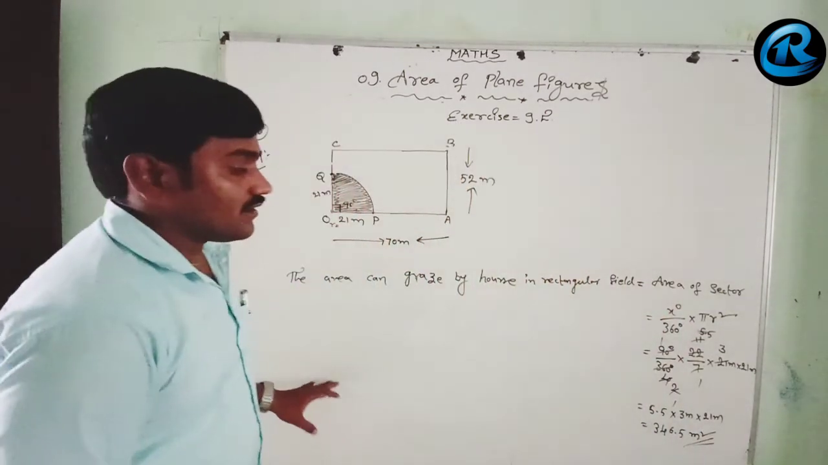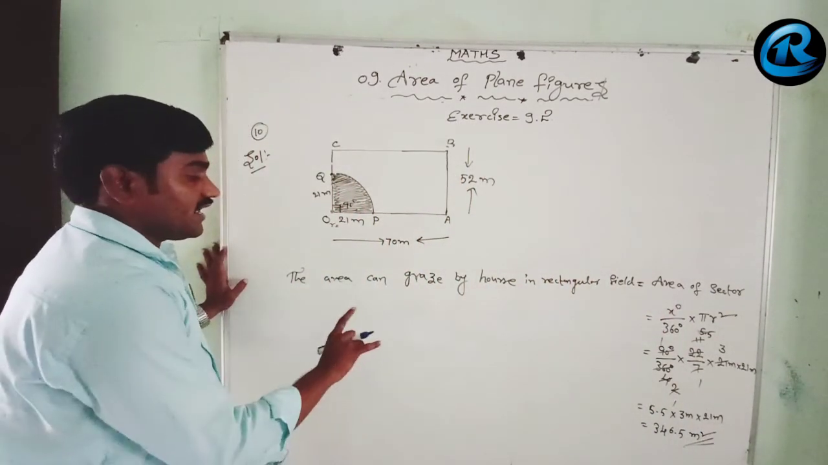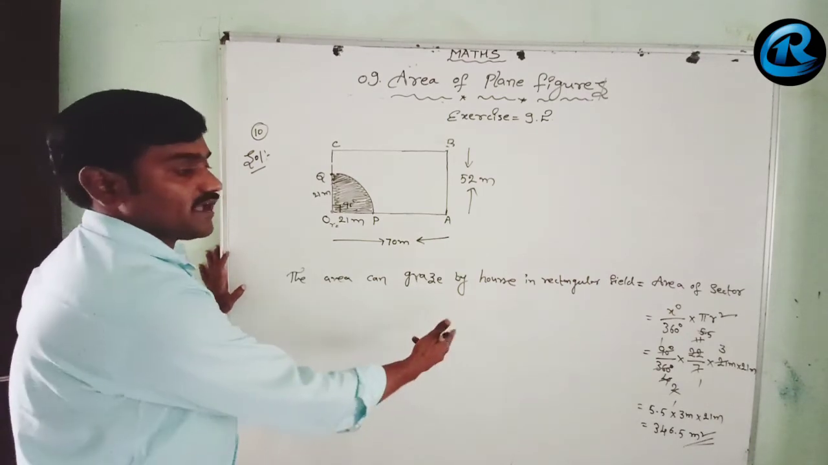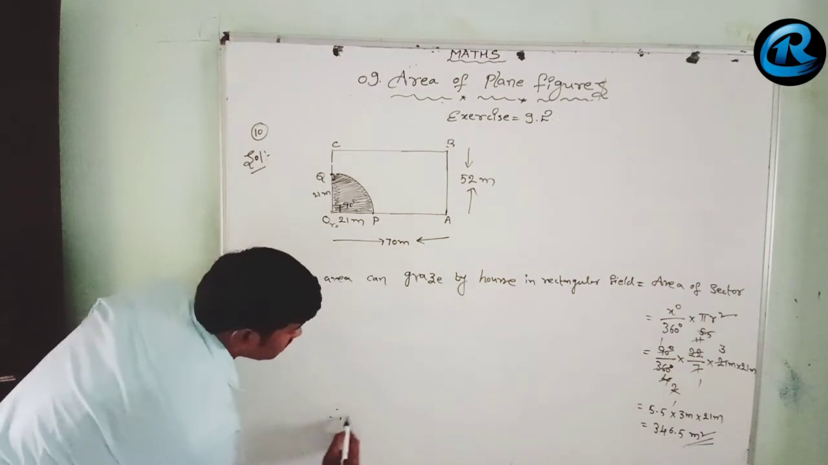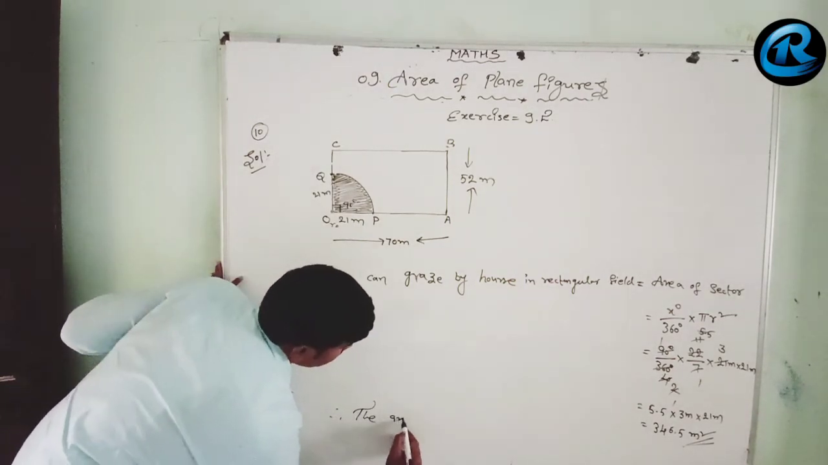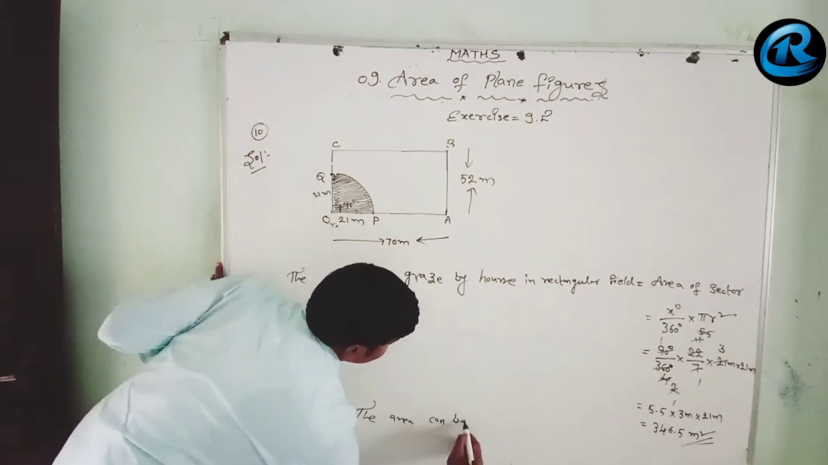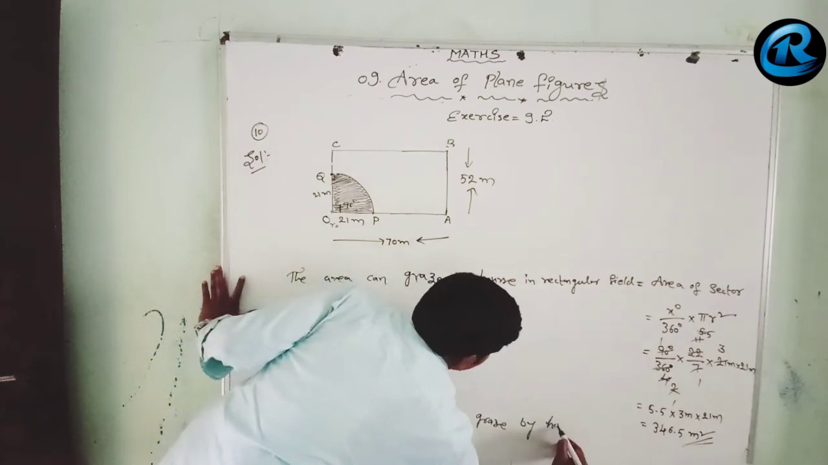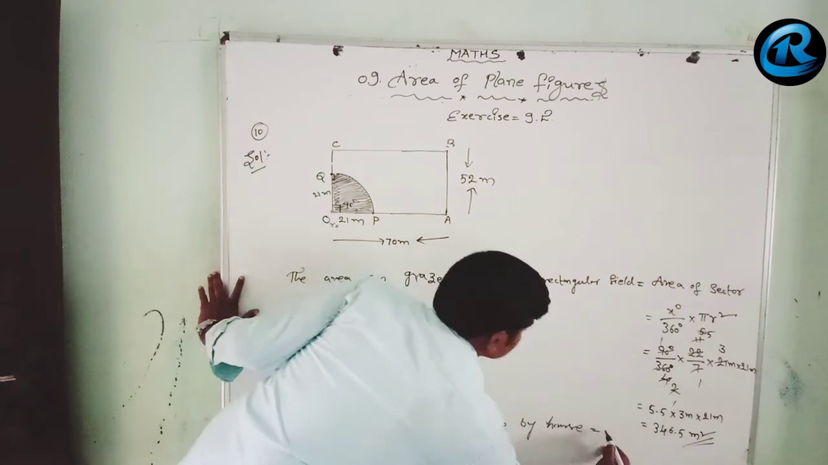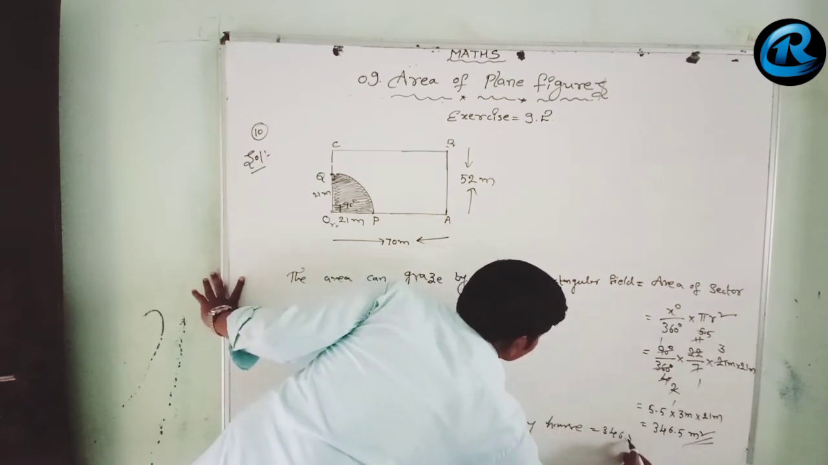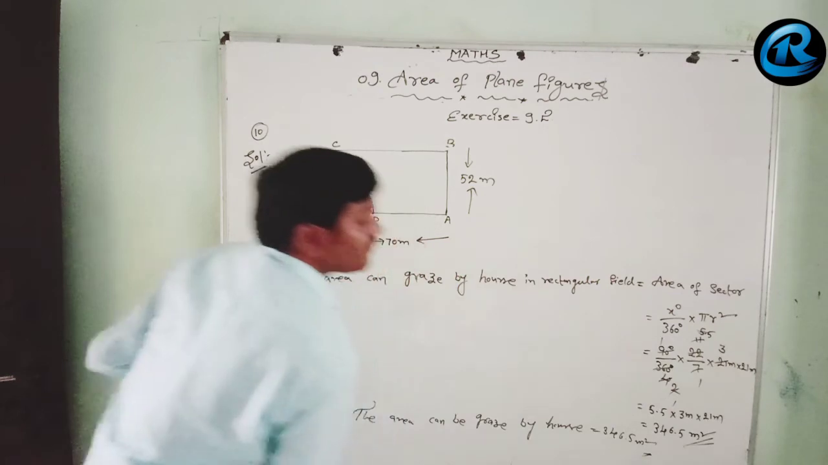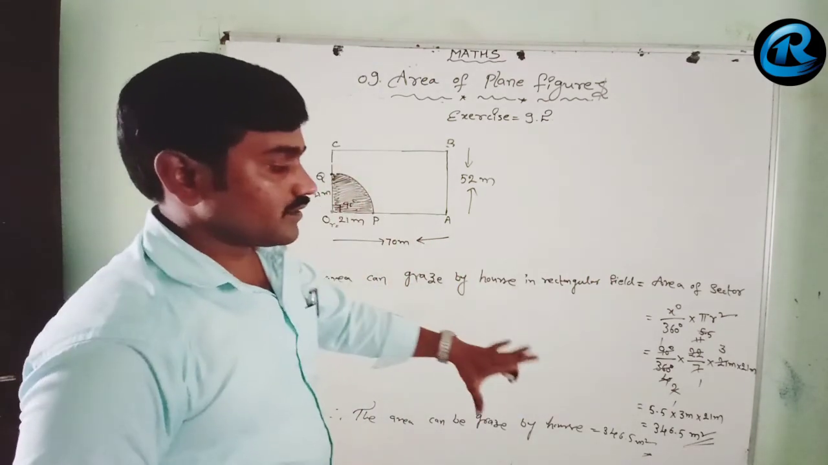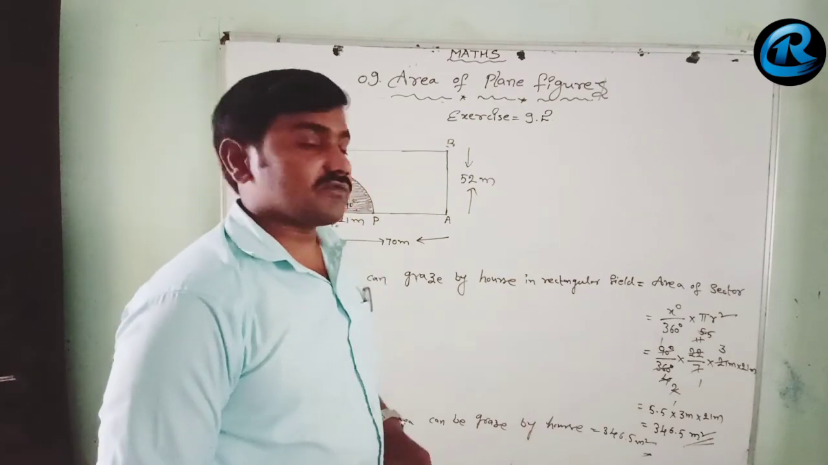The area that can be grazed by the horse is equal to 346.5 meter square. This is the area the horse can graze.